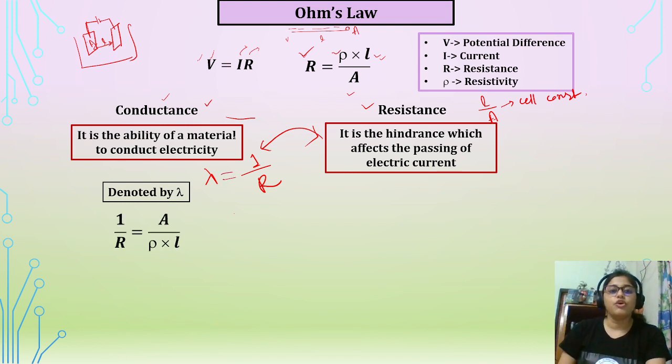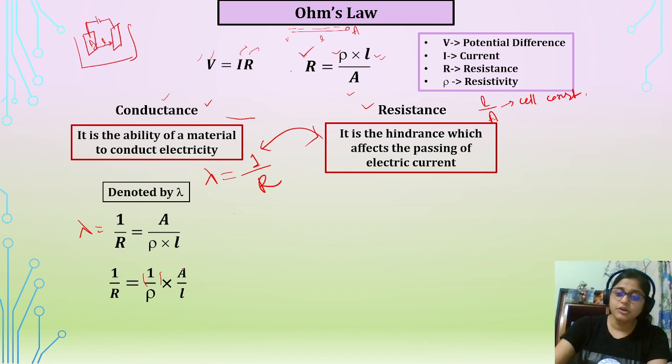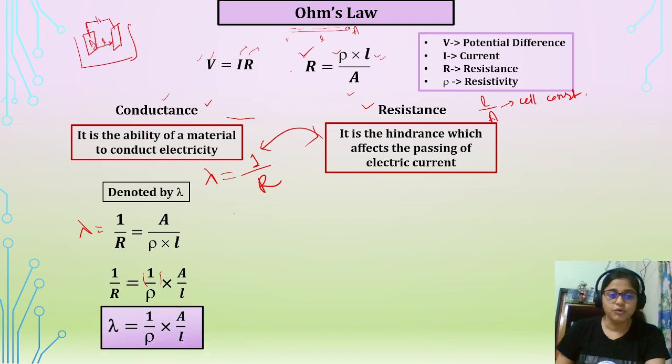Okay, so this lambda equal to 1 by R means this equation we have inverted, right? So what we got actually, 1 by rho, we have separated it, and A by L. Okay, so this is an important formula, this one. So that's why we have read how this resistance actually depends on these factors, and from there we have got the formula for conductance.